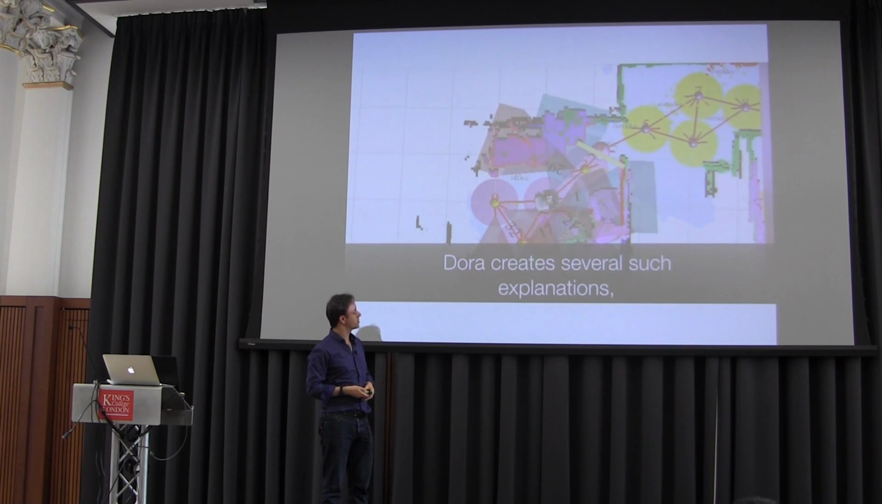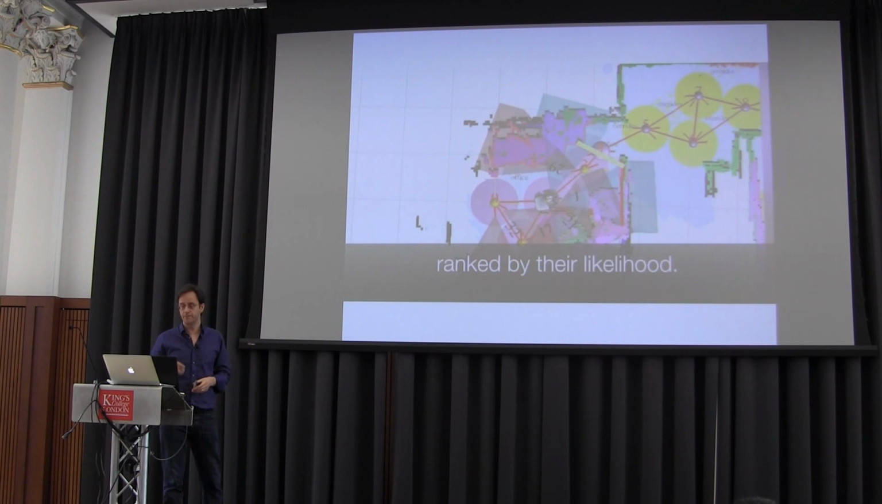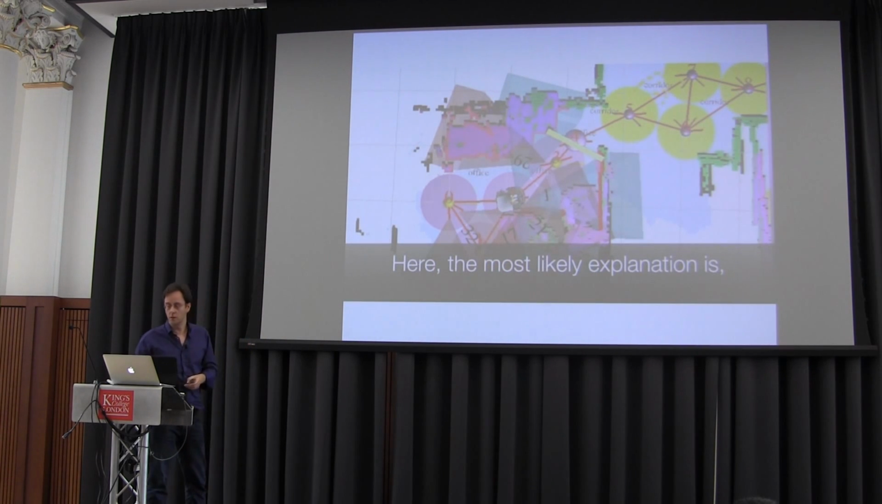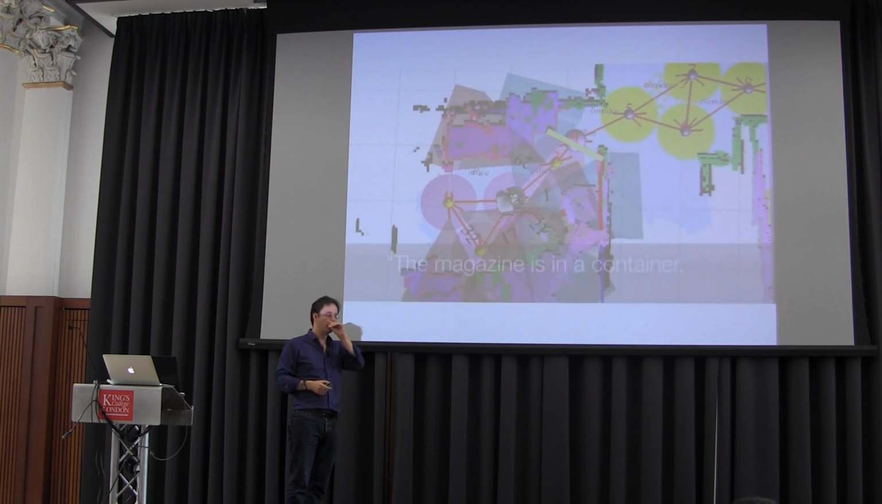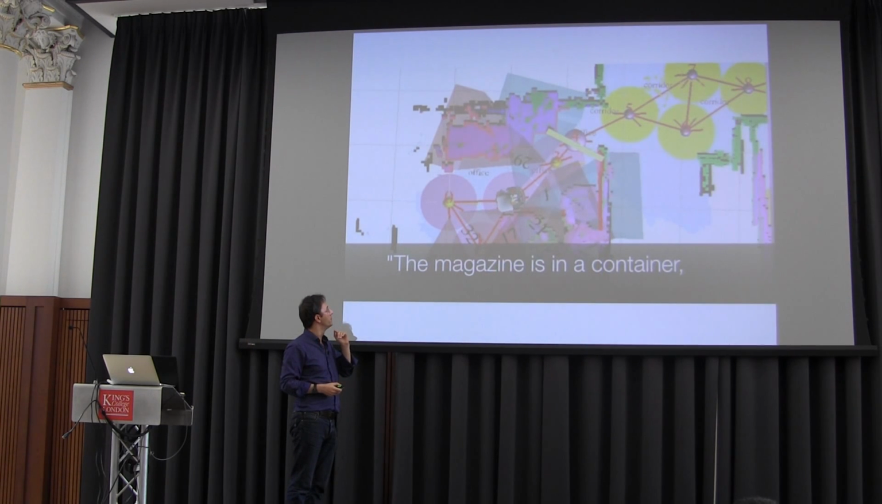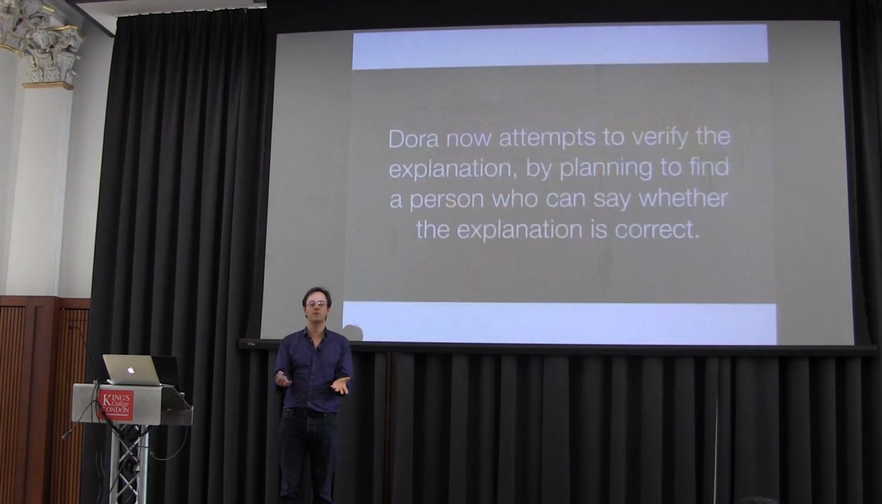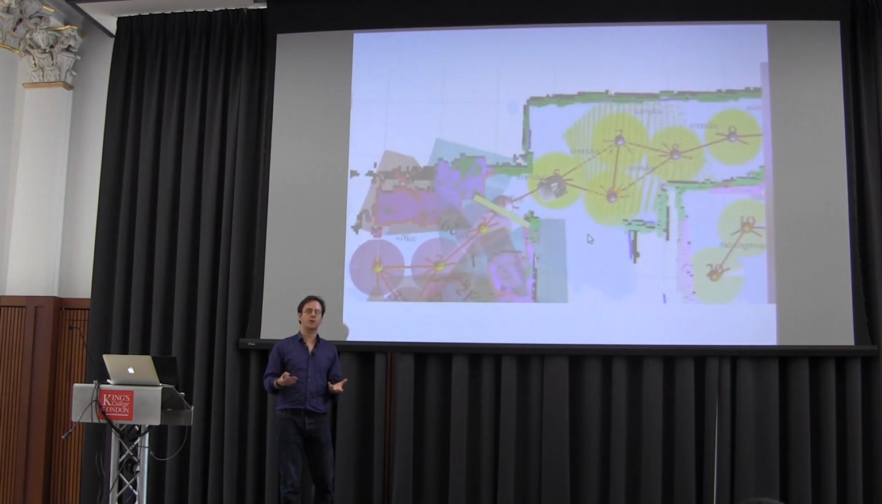So here's the robot trying to come up with an explanation. It takes about this long. I have now found a possible explanation for the failure. Perhaps the magazine is in a container which is most likely a meeting room. So it comes up with an explanation that maybe we've hidden the object somewhere, and that the place that we've hidden it is in fact inside the meeting room. But it comes up with other explanations as well.